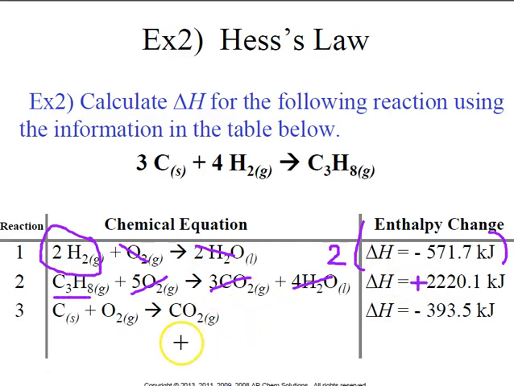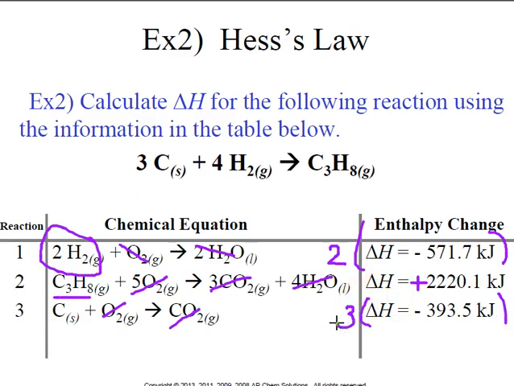Right? Moving on to reaction 3. There's no carbon dioxide or oxygen in my goal. There's only this carbon. Is it on the correct side? Yes. Does it have the correct coefficient? No. It's currently a 1 and it needs to be a 3. So I know I need to multiply this by 3.